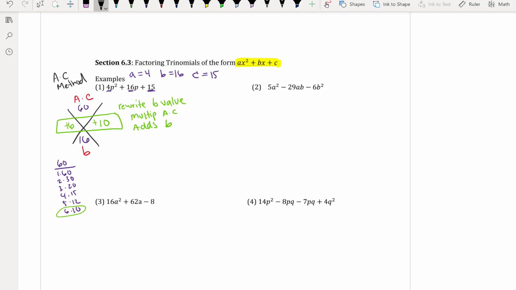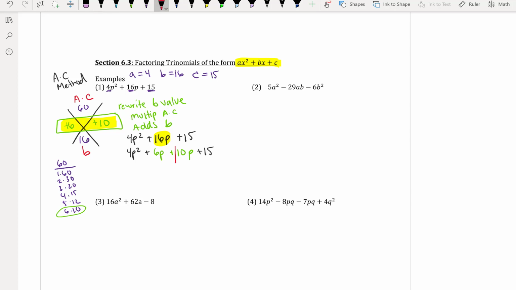So I'm going to rewrite this. I have my 4p squared plus 16p plus my 15. What I'm rewriting is that middle term, and I'm replacing it by what I have over here. So now I'm going to have my 4p squared. This is where the magic's happening. This is where I'm replacing my b term. I have a positive 6p and a positive 10p, and I still have a positive 15.